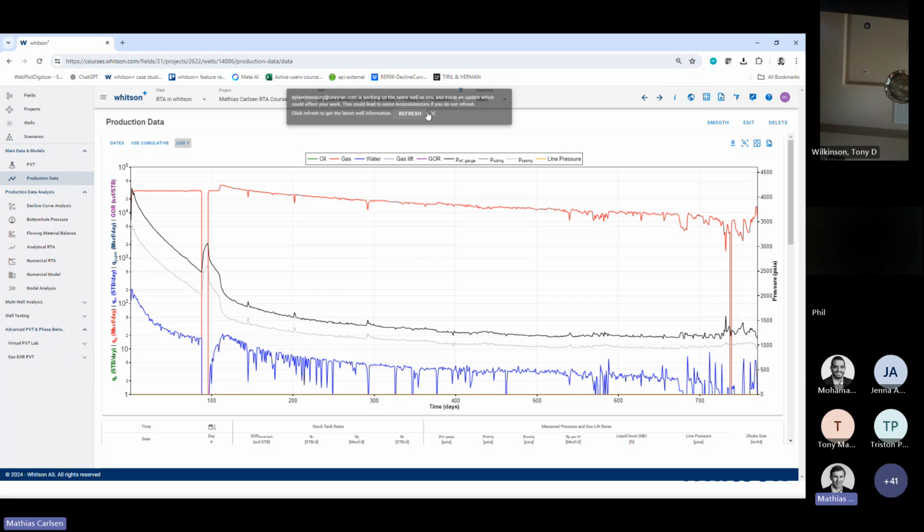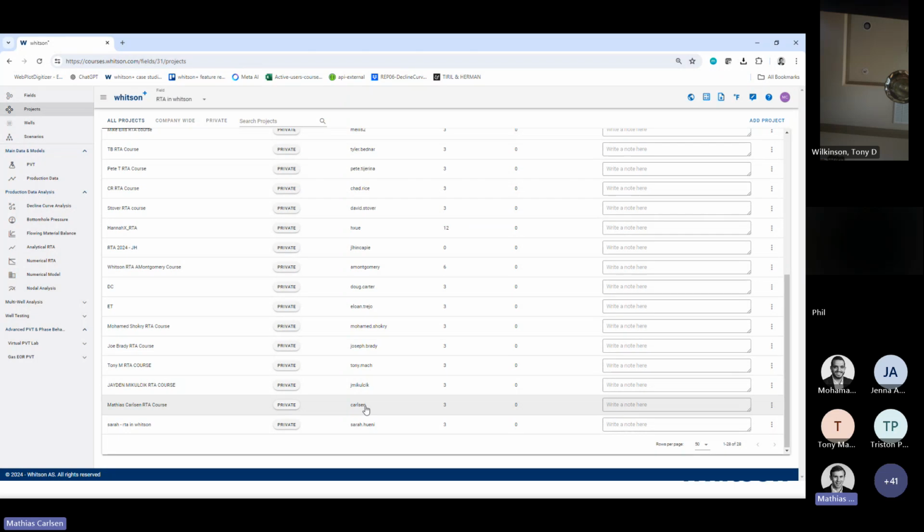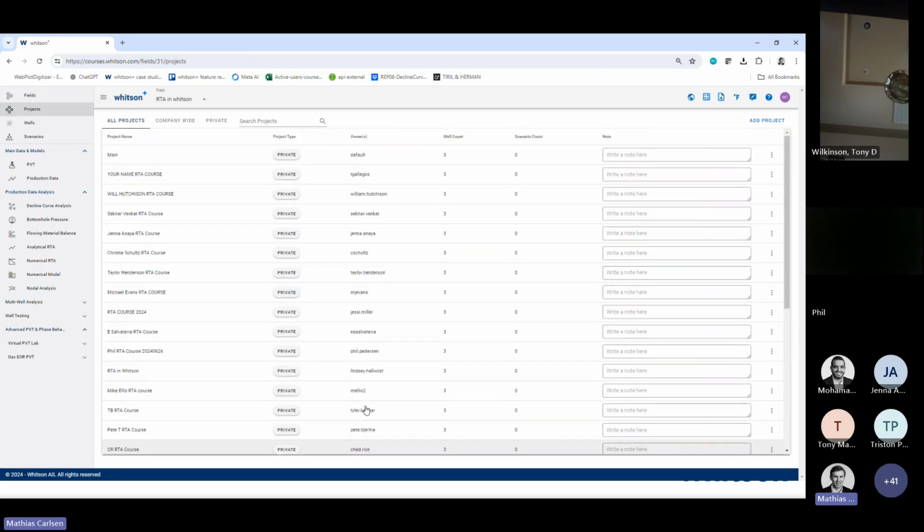See, Dylan is working on the same well as me. Yeah, just show how to make sure that you're in the right project and in the right well and all that. I don't know if Dylan from Chevron has a project. Can you make sure that he gets a project, Mo? Yeah, I'll fix it here.